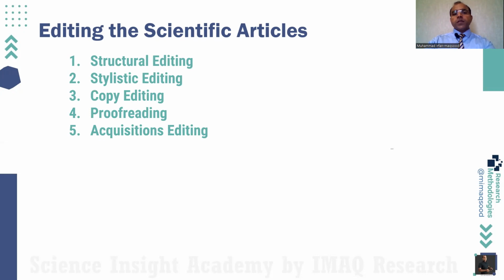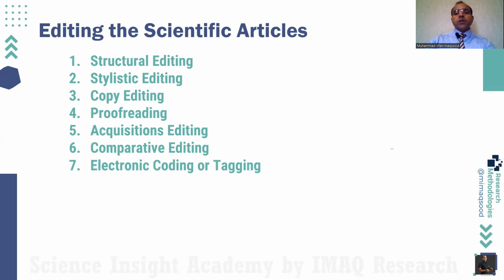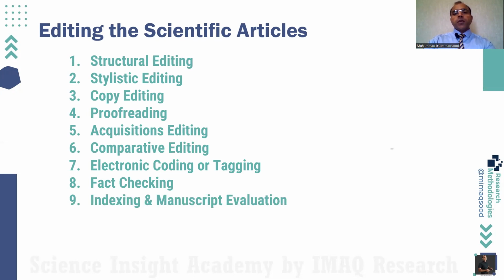Also, some kind of acquisitions, editings, comparative editings based on the articles published in other journals. Also, some kind of taggings, meaning electronic codings. Some fact checkings, meaning everything you are writing, you should check it, find the references, and the references should be cited properly. And also, the indexing status of every manuscript, for example, do not write in-press articles as a reference, because they are not authentic references.